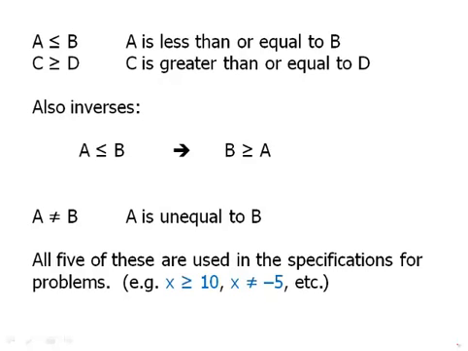So all 5 of these are used in the specifications for problems. So at the beginning of a problem, it might say something like, if x is greater than or equal to 10, or x is unequal to 5, and then they'll talk about the rest of the problem. So that is just a condition they specify to make the problem work. And so any of these 5 symbols can appear in that specification.